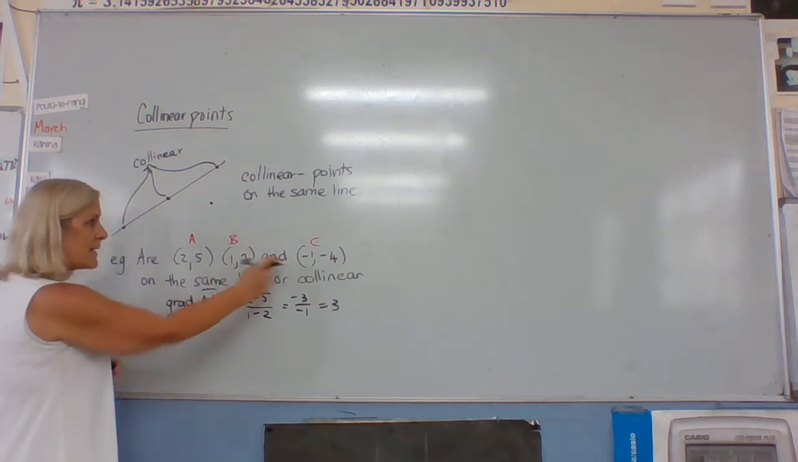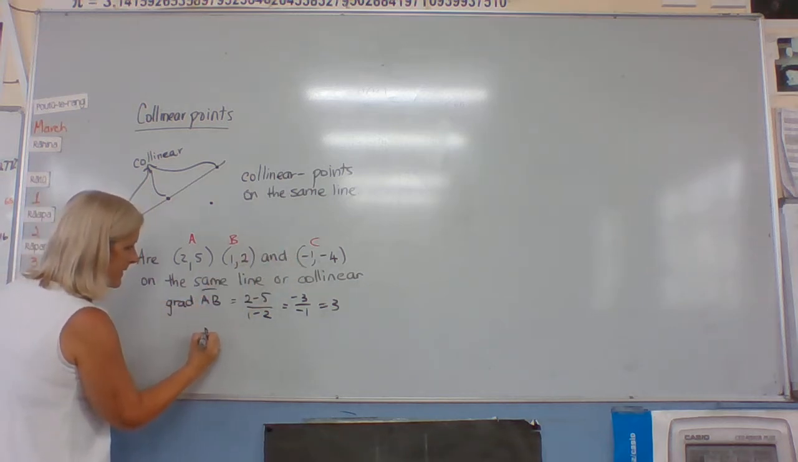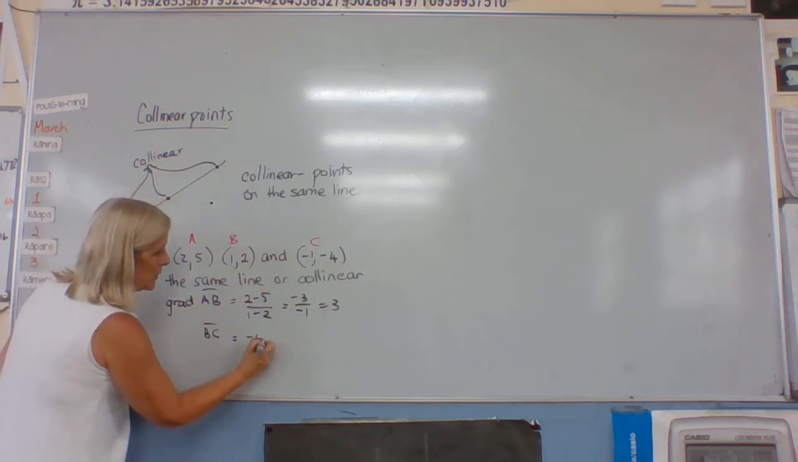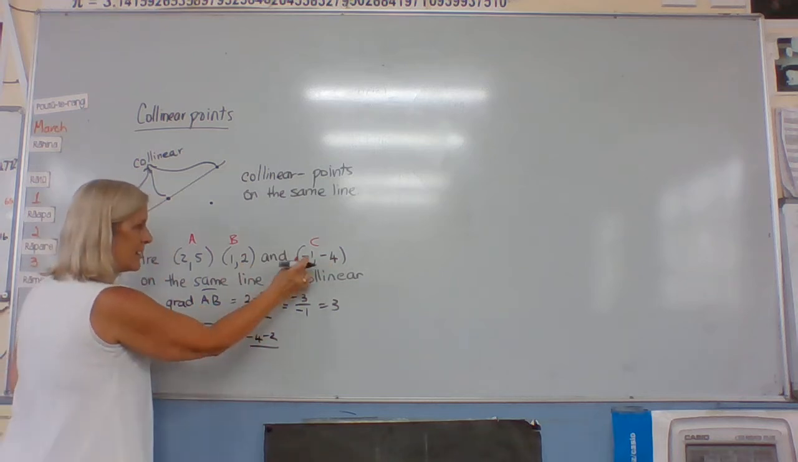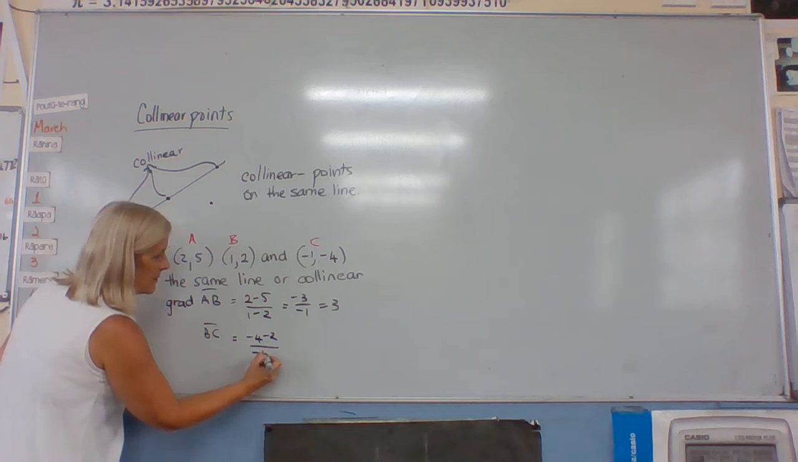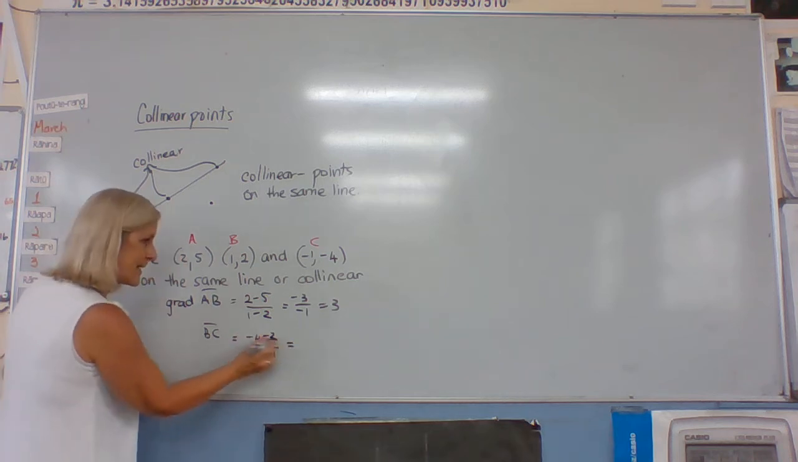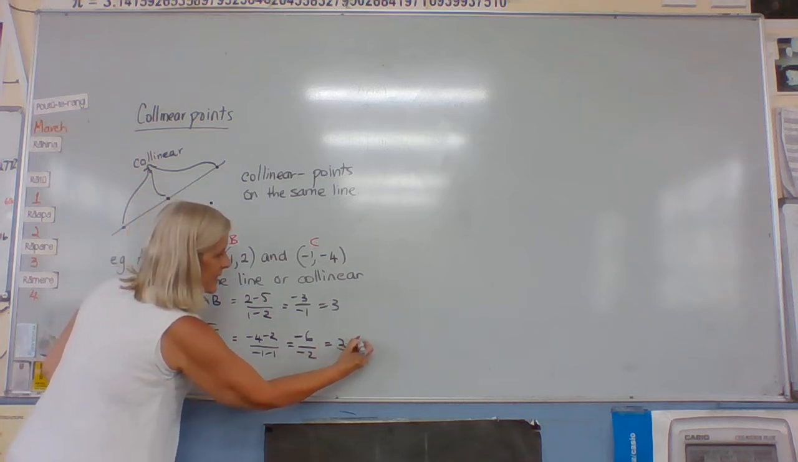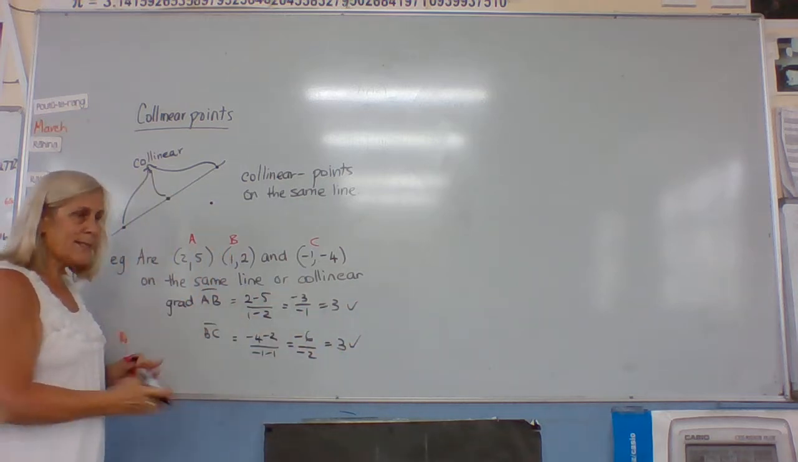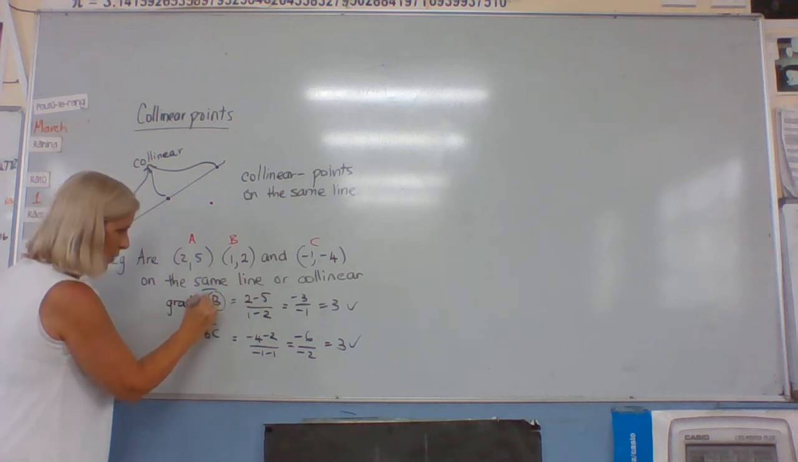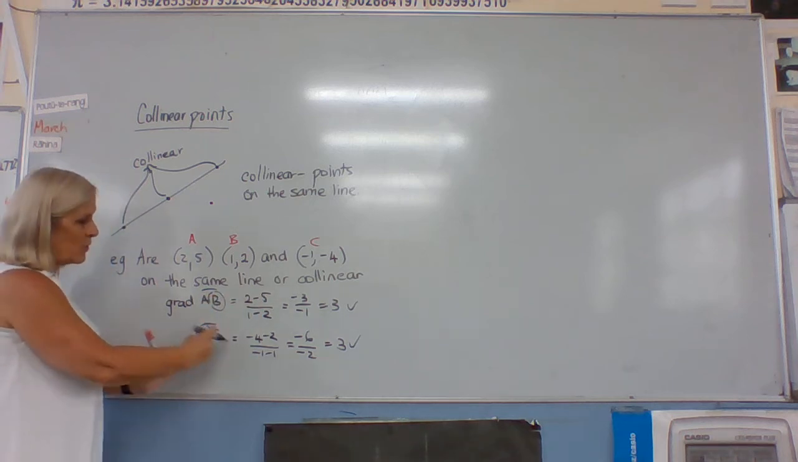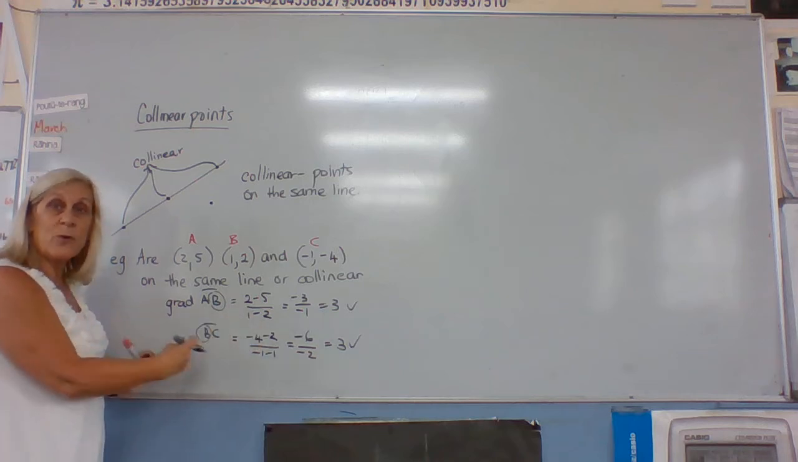Okay? Let's find the gradient of BC. So that equals negative 4 minus 2 over negative 1 minus 1. That equals negative 6 over negative 2. That equals 3. Tick. Common gradients, and they both have B. So we would write that. They have the same gradient and B in common, therefore they're collinear.